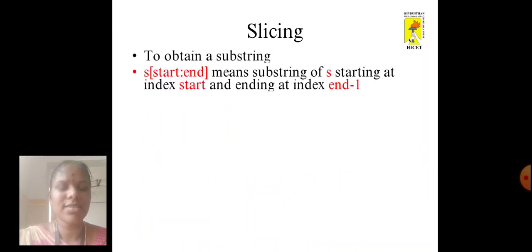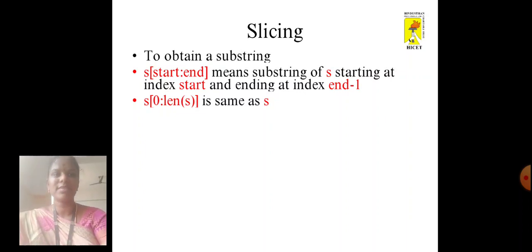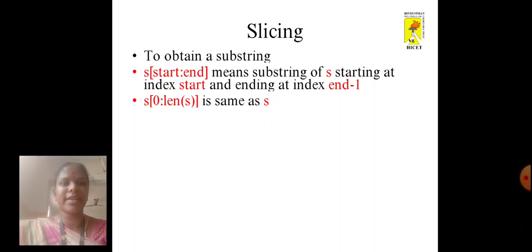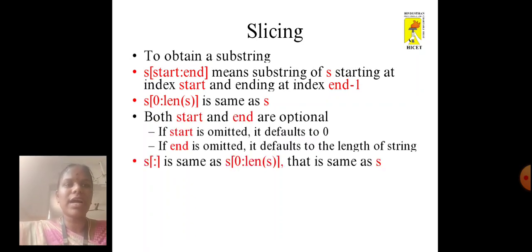Slicing. Slicing means extracting a substring. For this, we have to give the start value and end value. Both the start and end values are optional. When the start value is omitted, it is considered as 0 by default. When the end value is omitted, the length of the string is considered by default.